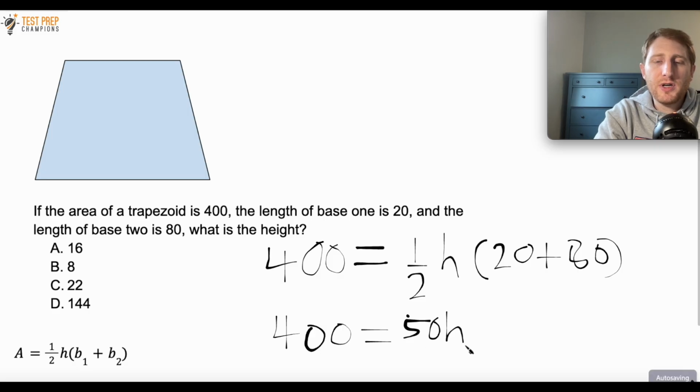So I have 400 equals 50 times h. And how do I get the h by itself? Well, since I have 50 times h, I want to do the opposite of multiplication, which is division. So I want to divide by 50 here on both sides. So when I do that, I see that 8 is the correct answer here. B is the correct answer.